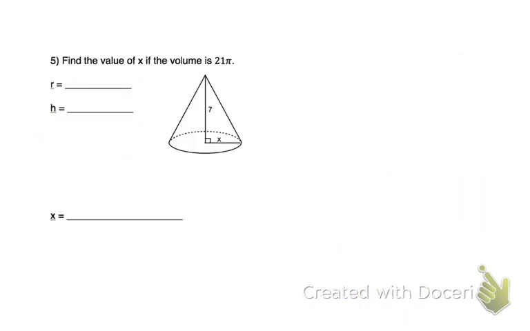Okay, number 5, it says find the value of x if the volume is 21 pi. So if I look at this, our radius right now is x, and our height is 7. So I'm trying to solve for x. What I'm going to do is first write down my volume formula for a cone, which is pi radius squared times the height divided by 3. So now I'm going to fill in everything that I know. Well, I know the volume is 21 pi, so I'm going to fill that in.